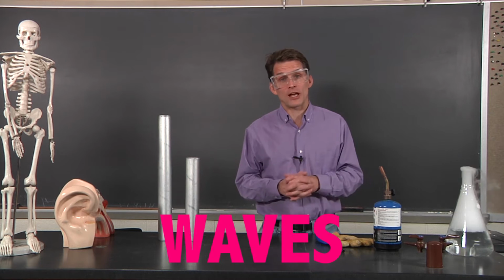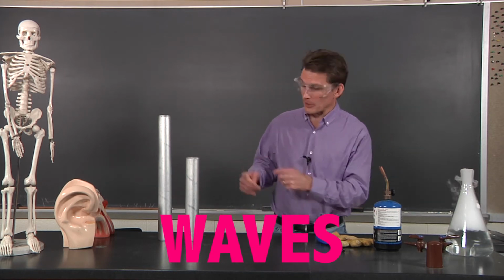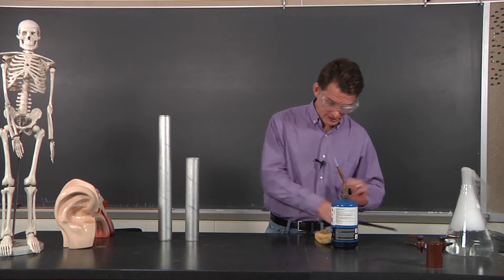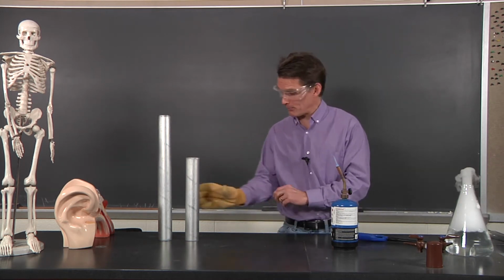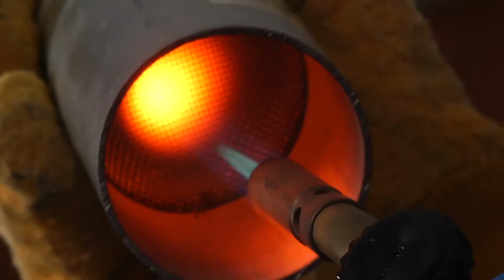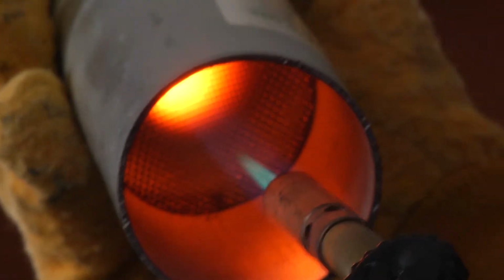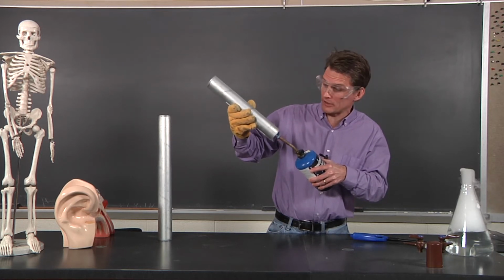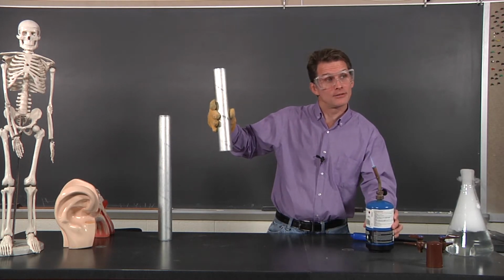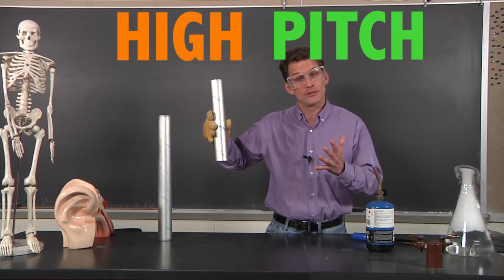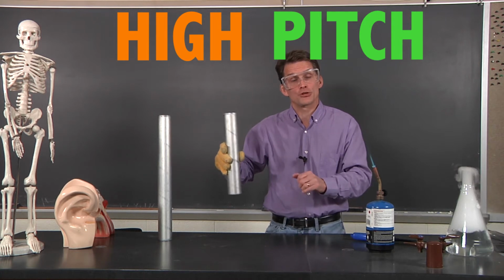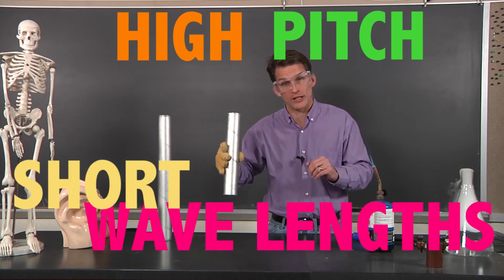We can study these sound wave vibrations using these special pipes over here. To do so, I'm going to heat a small screen located on the inside of the pipe. When this happens, it causes air to rush through the pipe, and the air starts to vibrate. With this small pipe, the air vibrates really quickly, and that causes a high pitch. It should make sense that a short tube like this one produces short sound wavelengths.